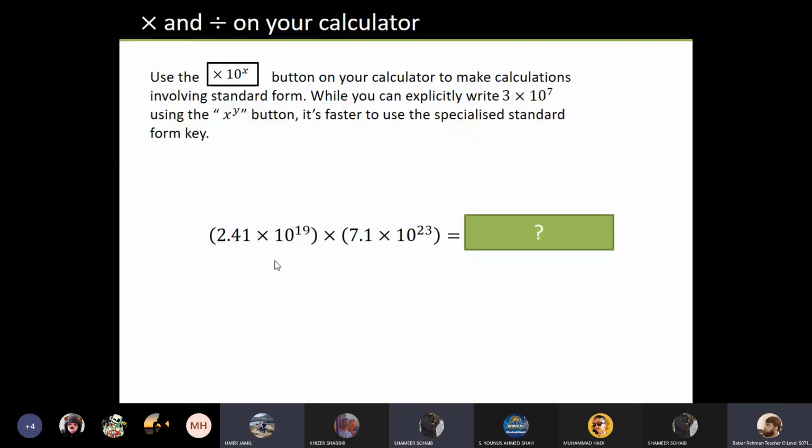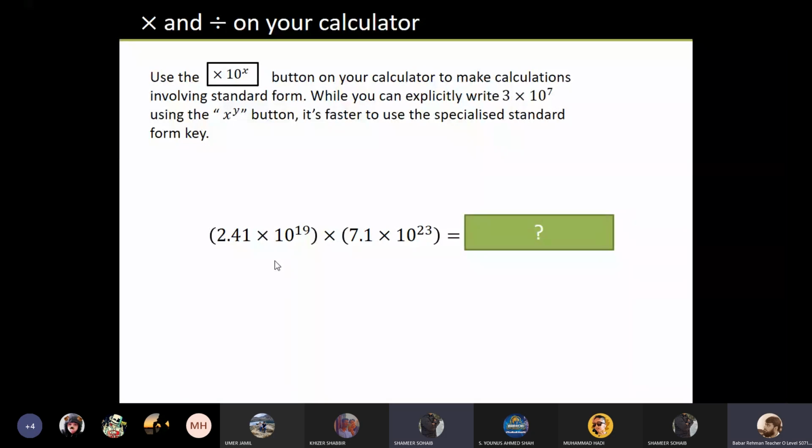Sir, please go back. Now, students, look at this. You have to multiply 2.41 by 7.1 and get one answer. Now, I'm giving you 1 minute to calculate 2.41 multiplied by 7.1. How much is that? Please calculate now.